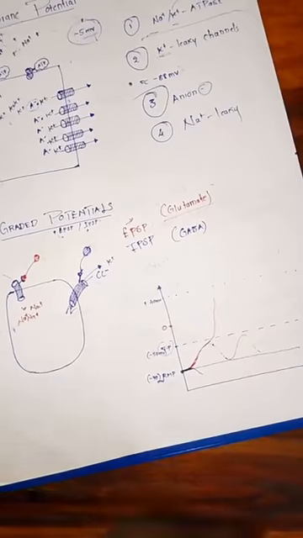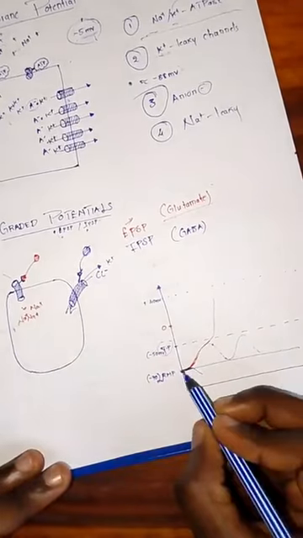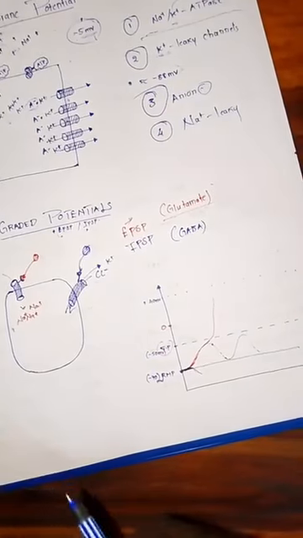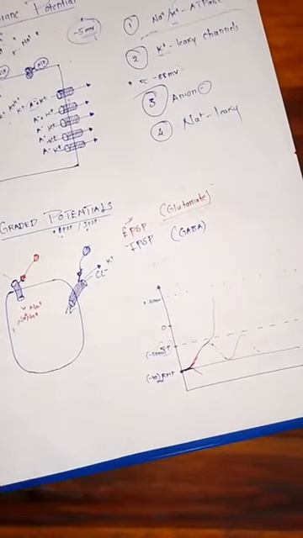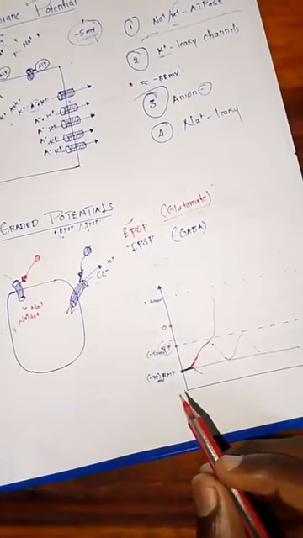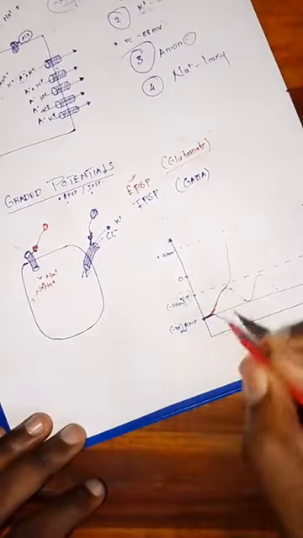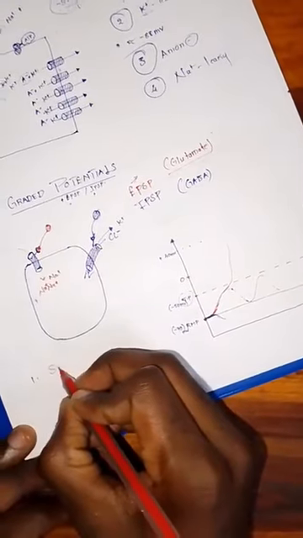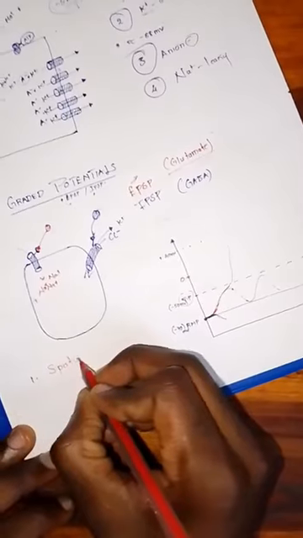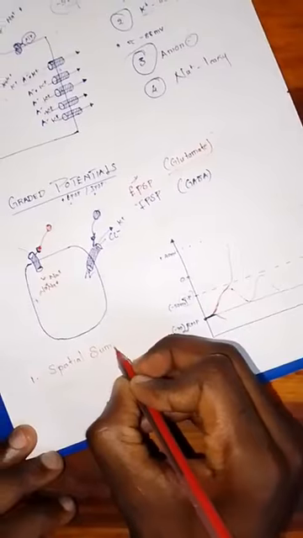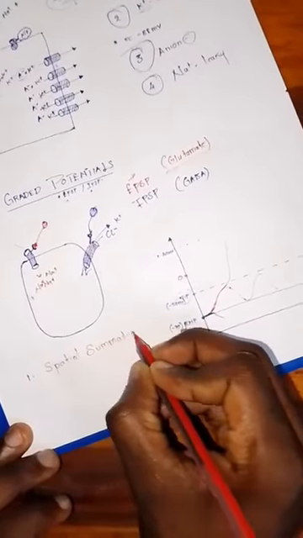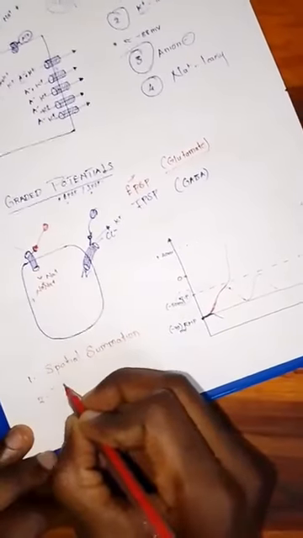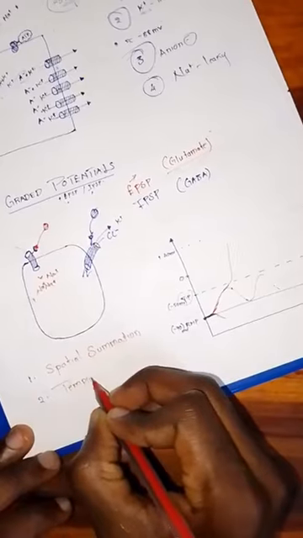Then the other part is for the inhibitory. It will also undergo the same summation, but we mostly focus on the excitatory part. So what will happen here is that there will be summation. Now summation can be of different types. We have the first one that is known as spatial summation and temporal summation.